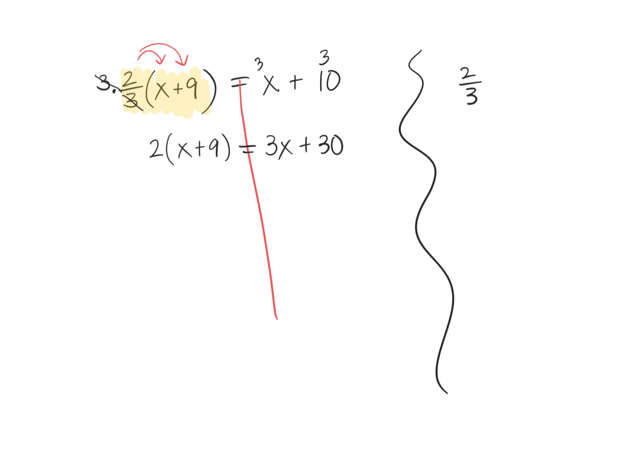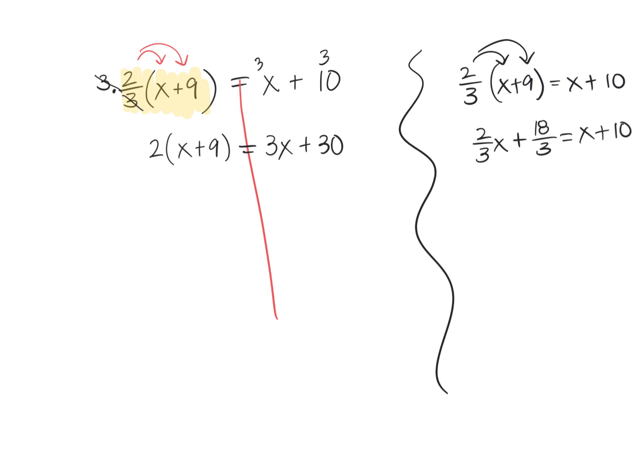The second way to think of it, again, you can do whatever way you like better. I just want to give you some options. I could be like, all right, I'm just going to distribute this. So I get 2/3 x plus, if I do 9 times 2/3, I get 18/3. And then I have equals x plus 10. Now, if I'm that far, I still have 2/3 x plus 6 equals x plus 10.